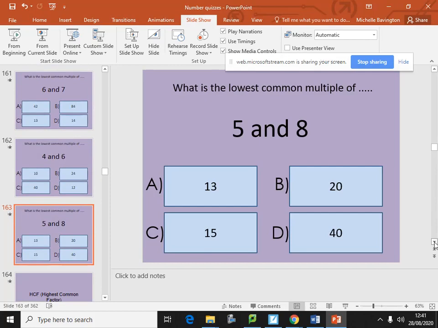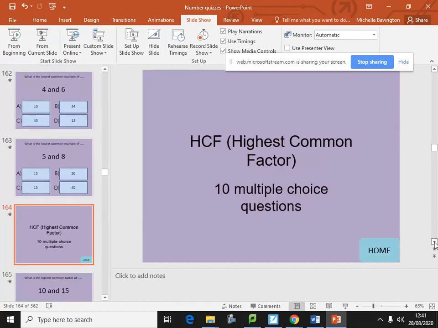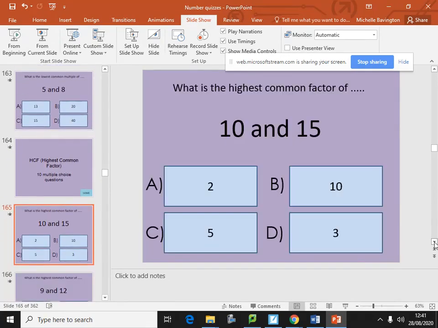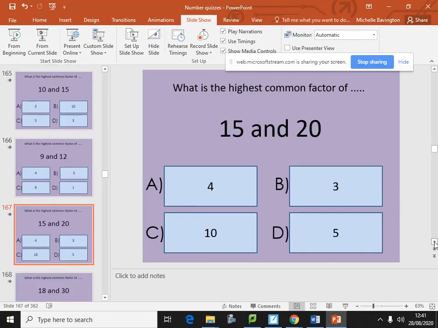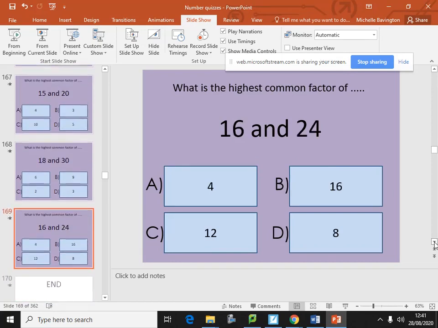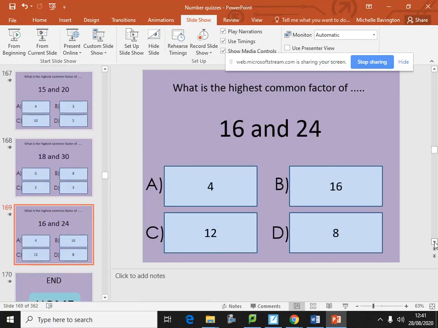The highest common factor, 10 and 15. 9 and 12. 15 and 20. 18 and 30. 16 and 24. Have a go. Answer them.